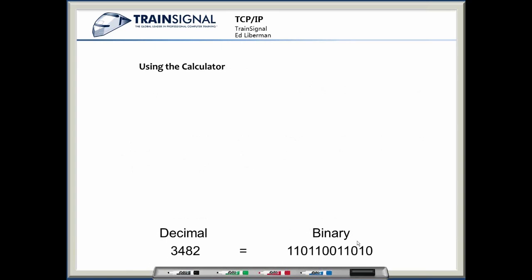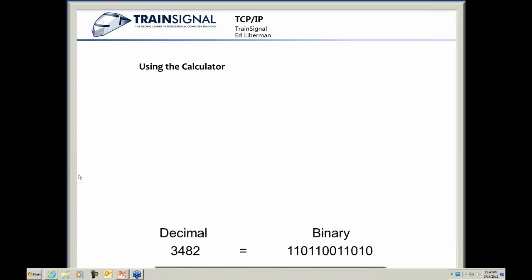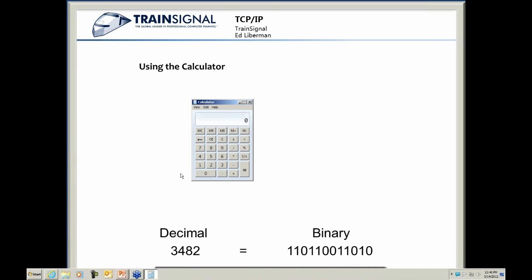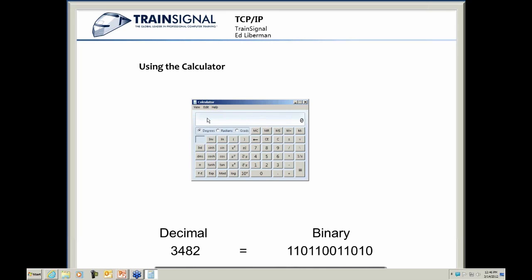Now, if you want to use the calculator, go ahead. Let me pull up the calculator here. In the Microsoft world, all of their operating systems come with a calculator. Depending on what operating system you're using, you'll go up to the View menu and select Scientific, and you get this more advanced calculator. I'm on Windows 7, and in Windows 7, you don't want Scientific because it doesn't have what I need. I want to go to Programmer.